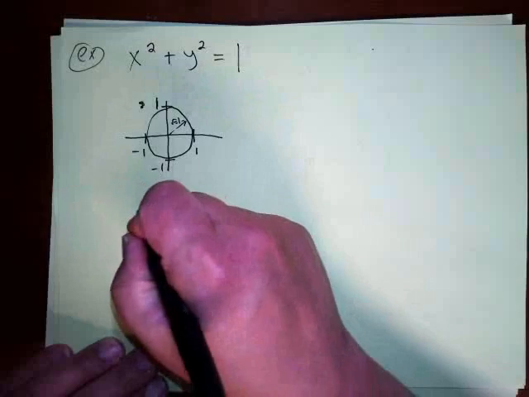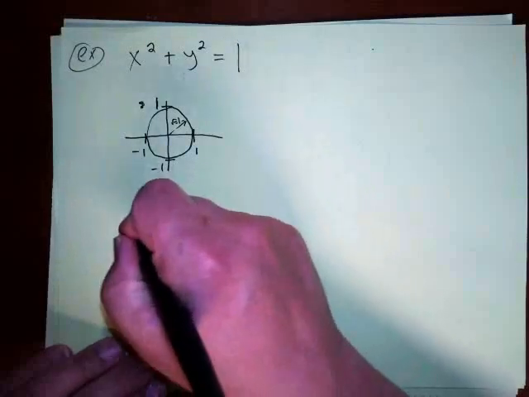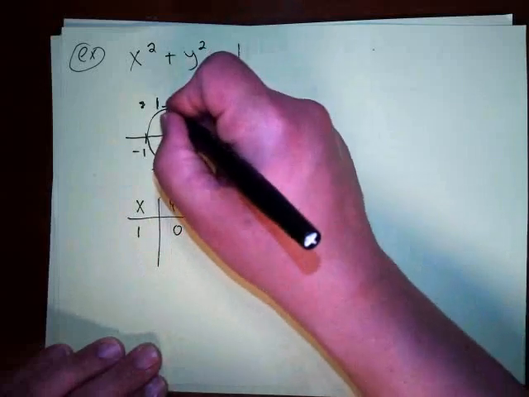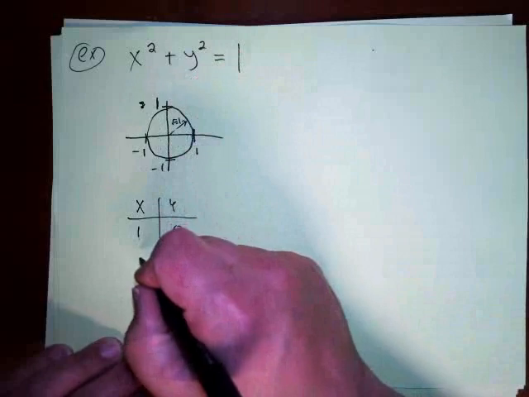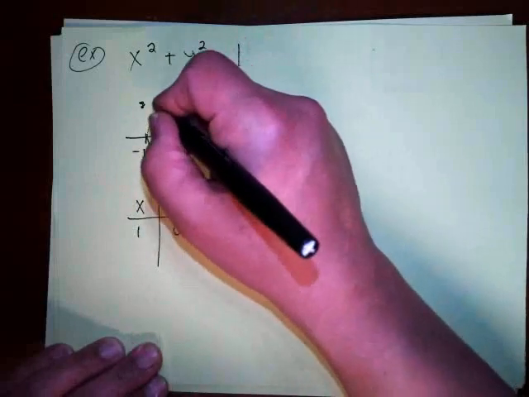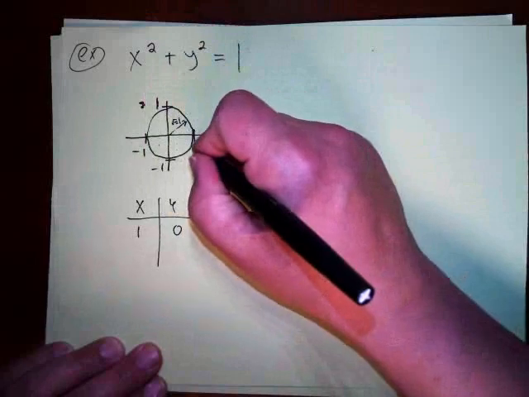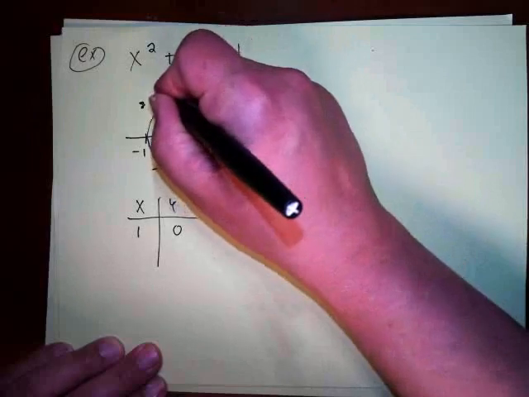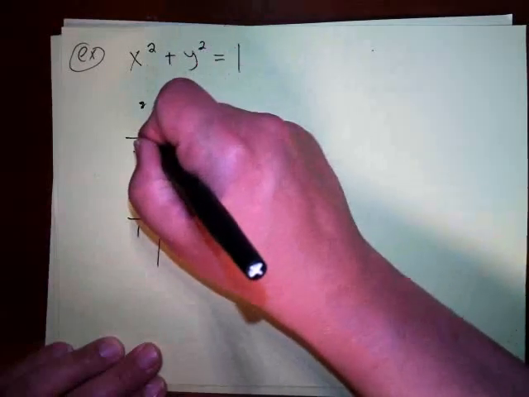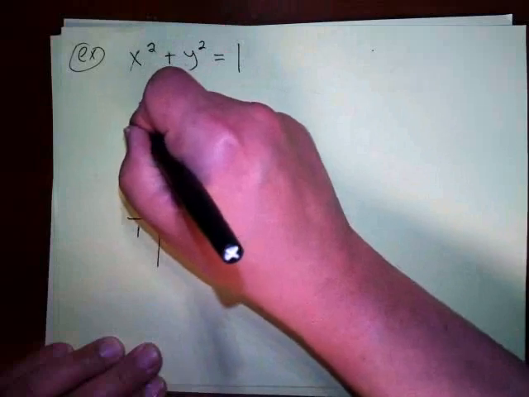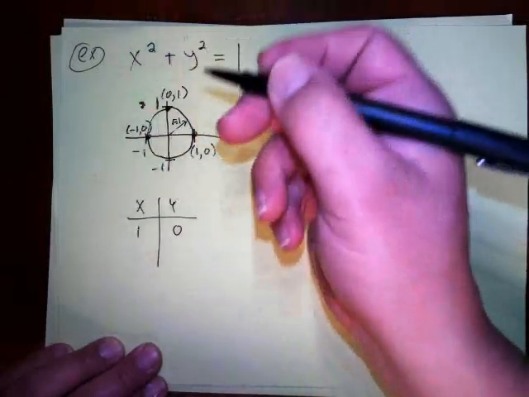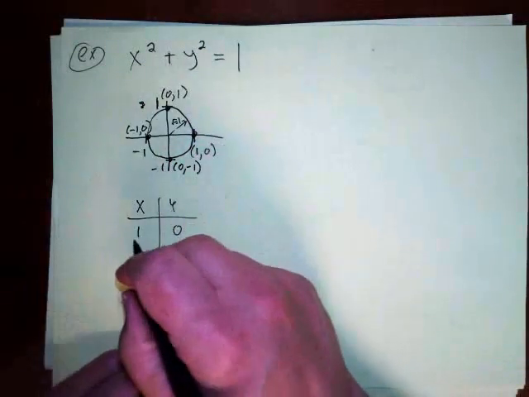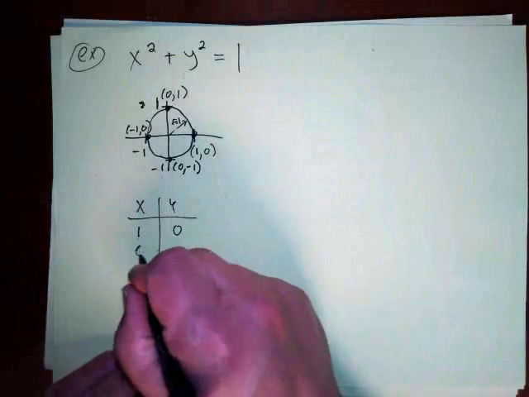So I'll just do a few points on here. The obvious ones: you have 1, 0, right? Here you have 0, 1. And that's what I should have done here. I should have done ordered pairs. This ordered pair is 1, 0. This ordered pair is 0, 1. This ordered pair is -1, 0, right? And this ordered pair is 0, -1. And those would be four of the ordered pairs in the relation.